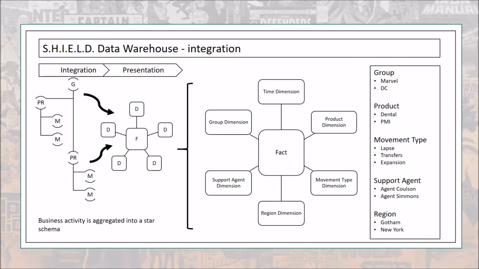So whether it's your region's the geographic location, we have groups which are the employment company, the different products that we talked about before. So movement type is what we're going to talk through in a moment. Support agent is the member of staff that would actually be represented through the model.